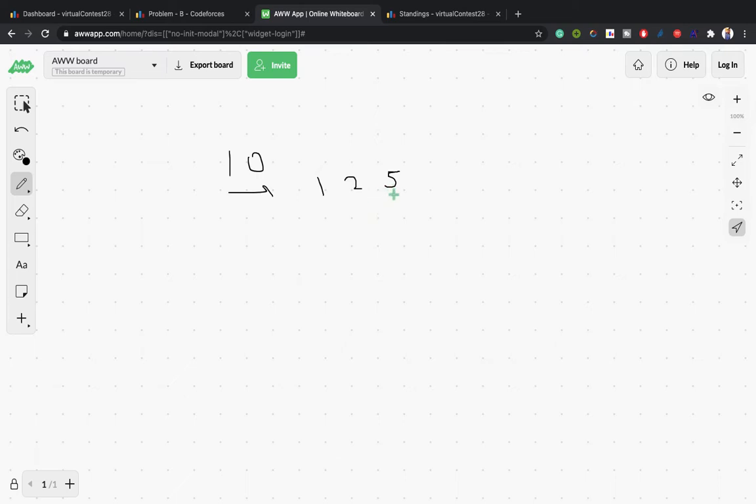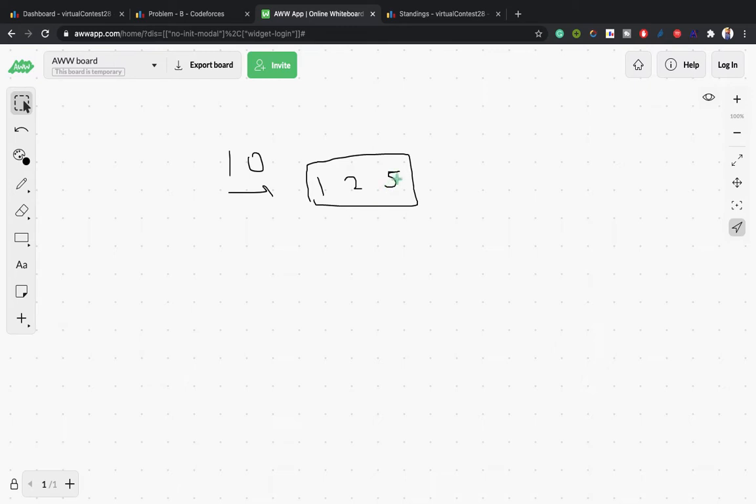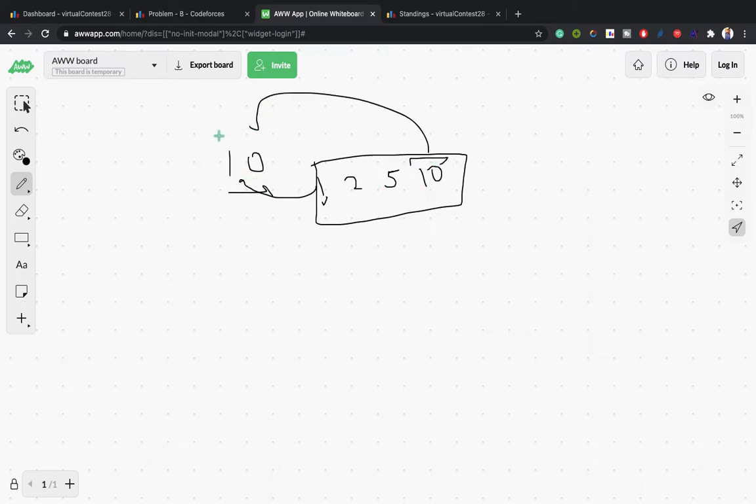So we have to count the number of integers d among the factors of x that contain at least one common digit with x. The divisors of 10 are 1, 2, 5 and 10. Here 1 matches with the 1 in 10, and 10 matches with itself.